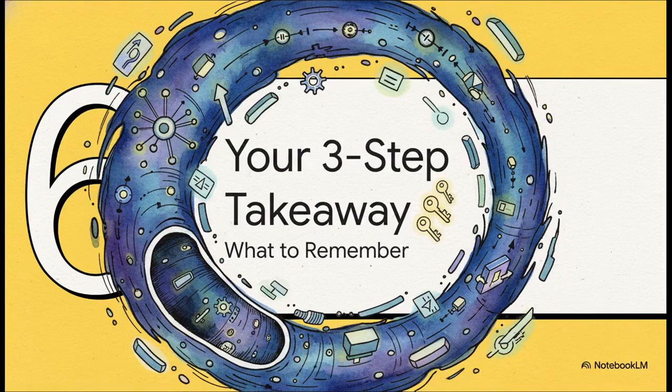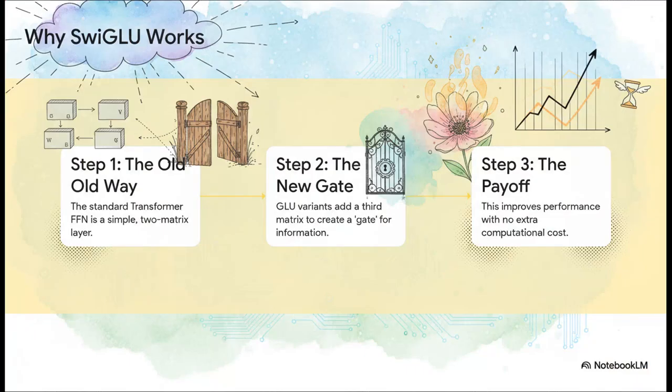Okay, so we've been all the way down the rabbit hole and back. What are the key things you need to remember next time you see SwiGLU on a model card? I've boiled it down to 3 simple steps for you. Okay, step 1. The old feed-forward network was a simple 2-step filter. Step 2. The big idea with GLU is adding a third matrix that acts as an intelligent gate, controlling the flow of information. And step 3. The payoff. This smarter design gives us way better performance for free. No extra cost, no extra size. And that is why it's become the new standard.